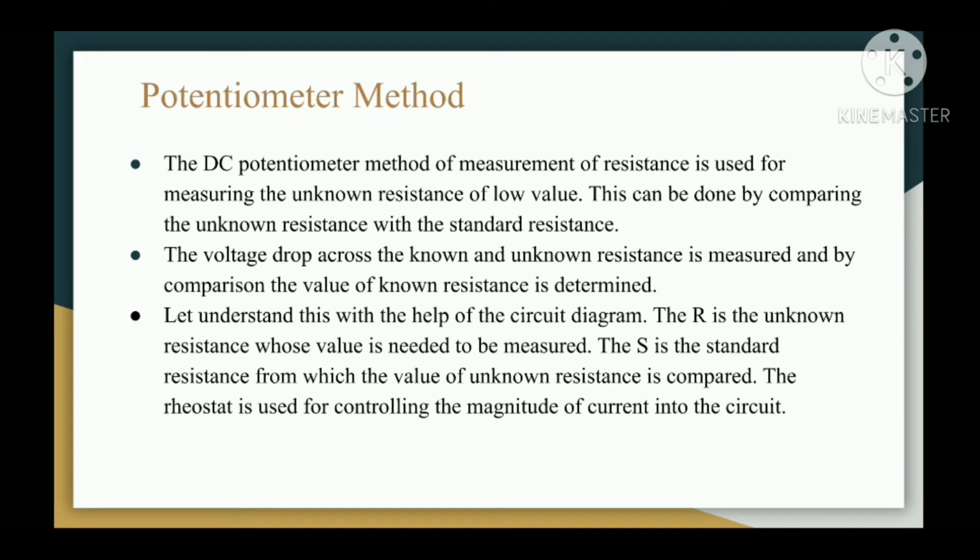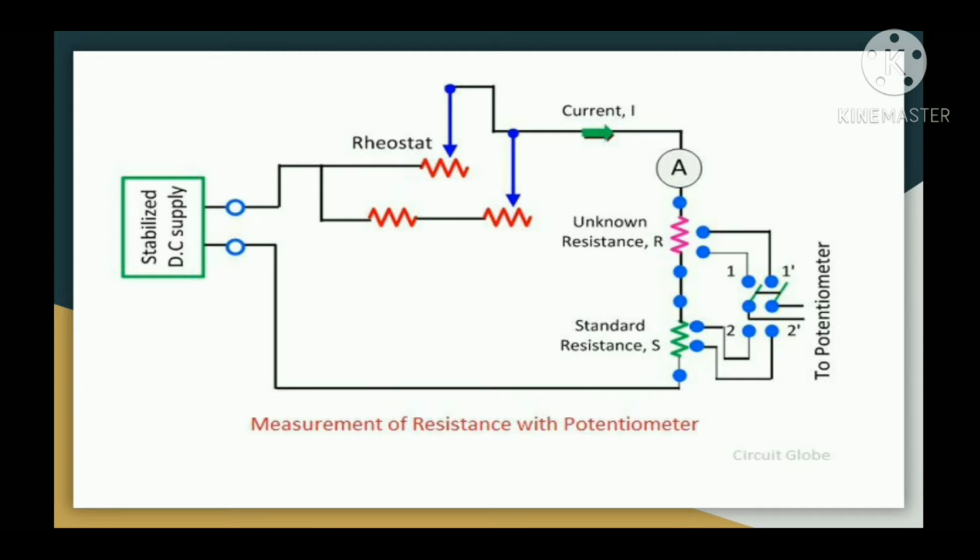R is the unknown resistance whose value is needed to be measured. S is the standard resistance with which the value of unknown resistance is compared. The rheostat is used for controlling the magnitude of current in the circuit. So this is the diagram for resistance measurement with potentiometer. In this diagram you can see there is an unknown resistance R and standard resistance S. So by comparing these values you can calculate the unknown resistance.